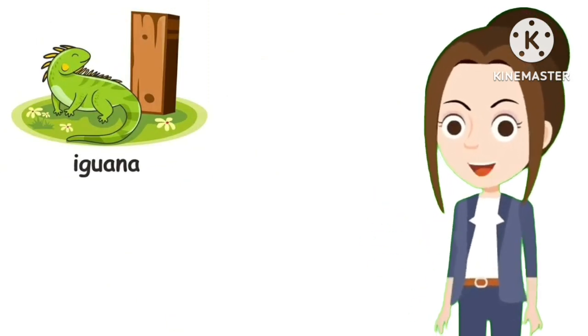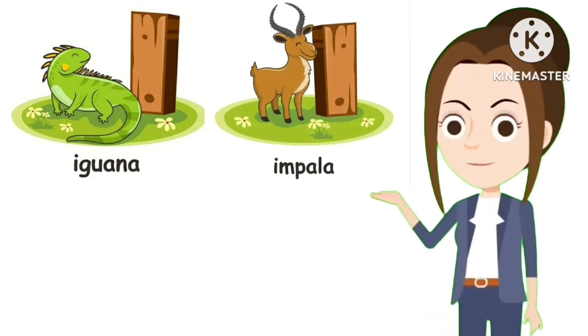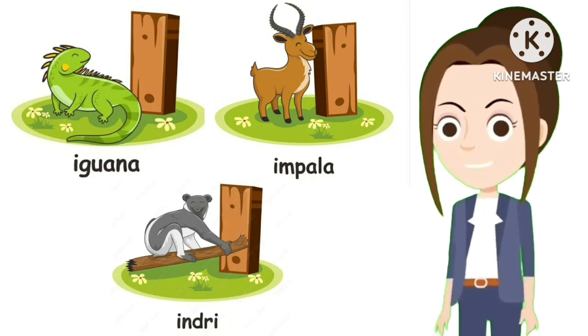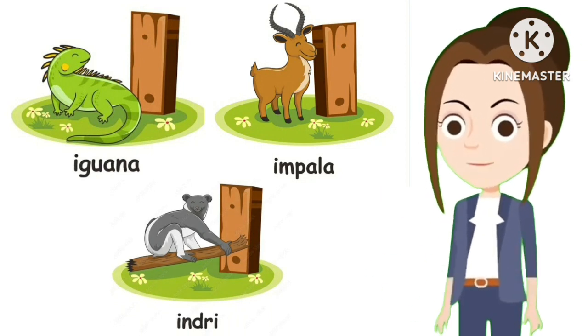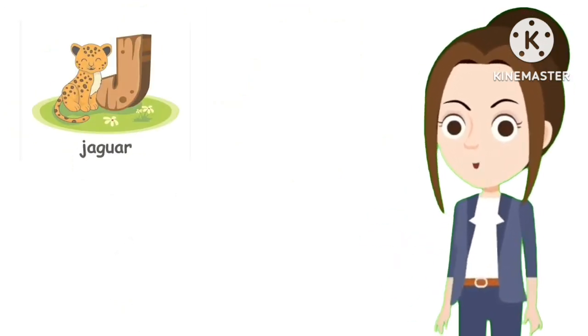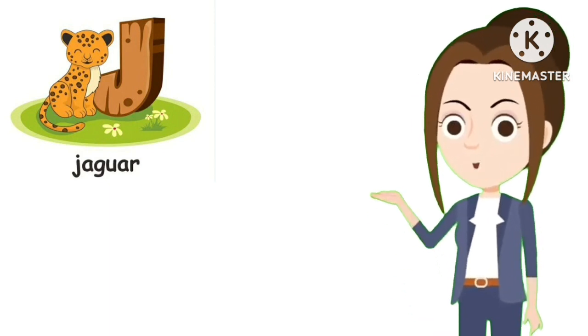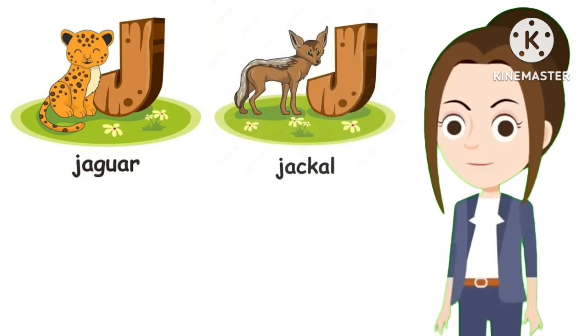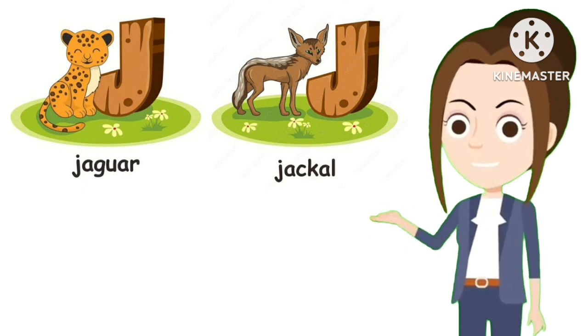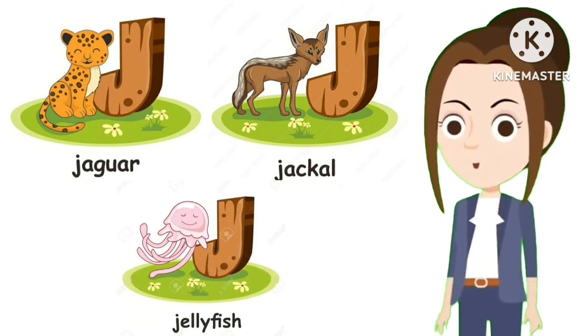I for iguana, I for impala, I for indri. J for jaguar, J for jackal, J for jellyfish.